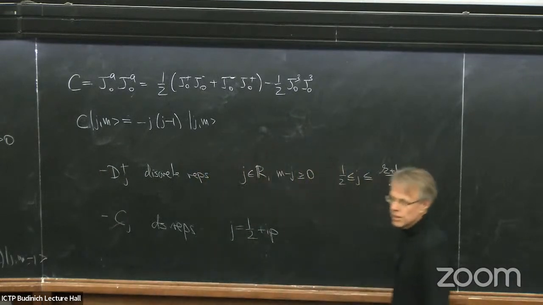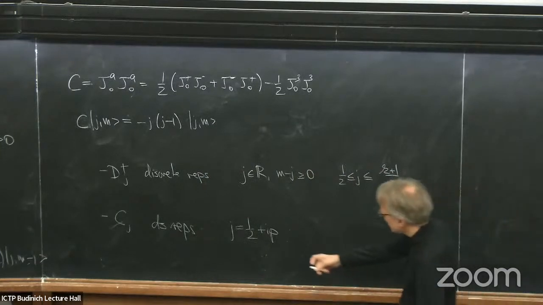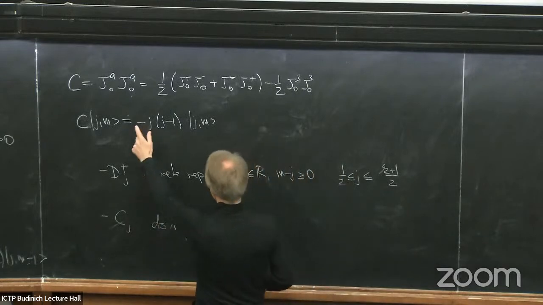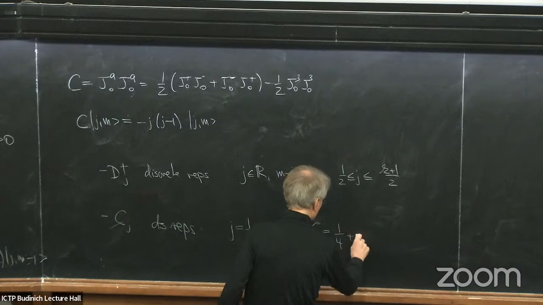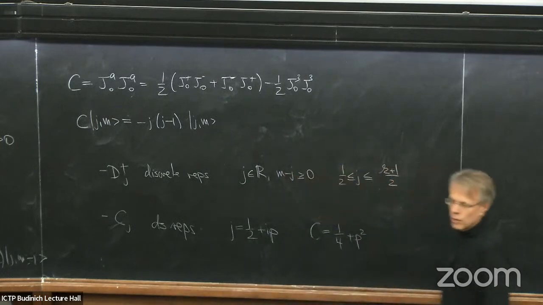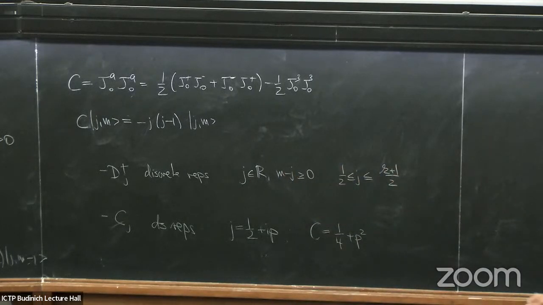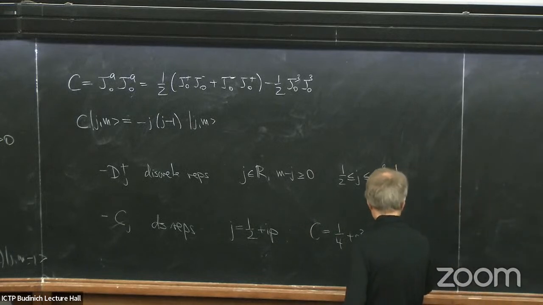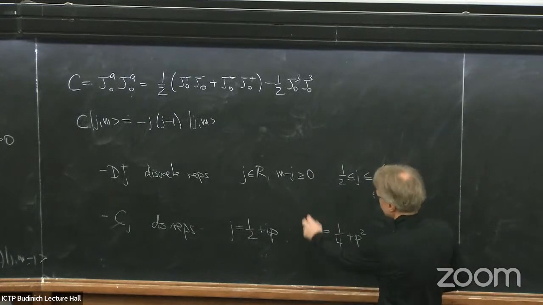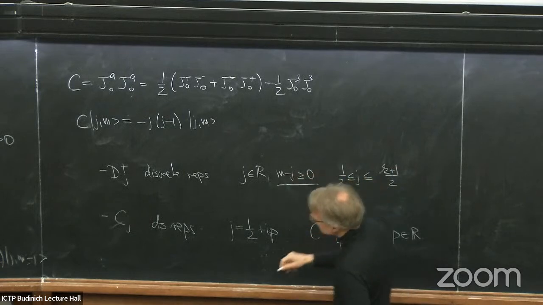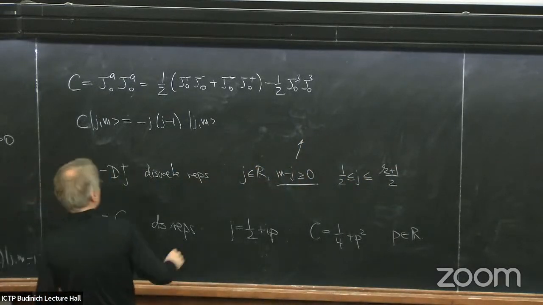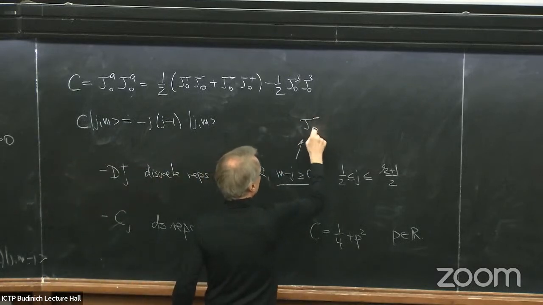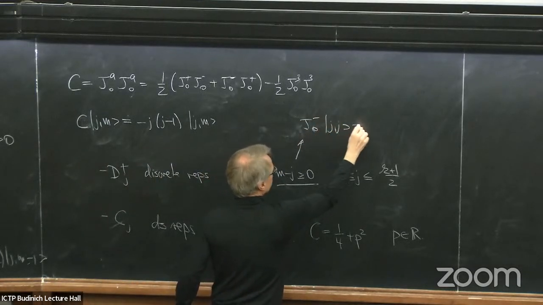And the continuous representations are characterized by the spin formally taking the value a half plus ip. And then if you plug this into the Casimir, what this tells you is that the Casimir is a quarter plus p squared, where p is a real number. And then, you see, if you stare at this formula, this condition guarantees that j minus acting on the state jj is equal to 0.